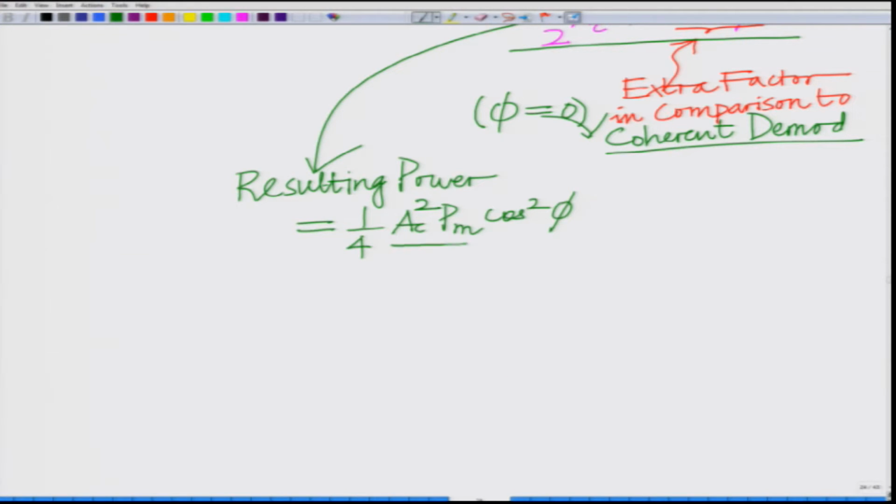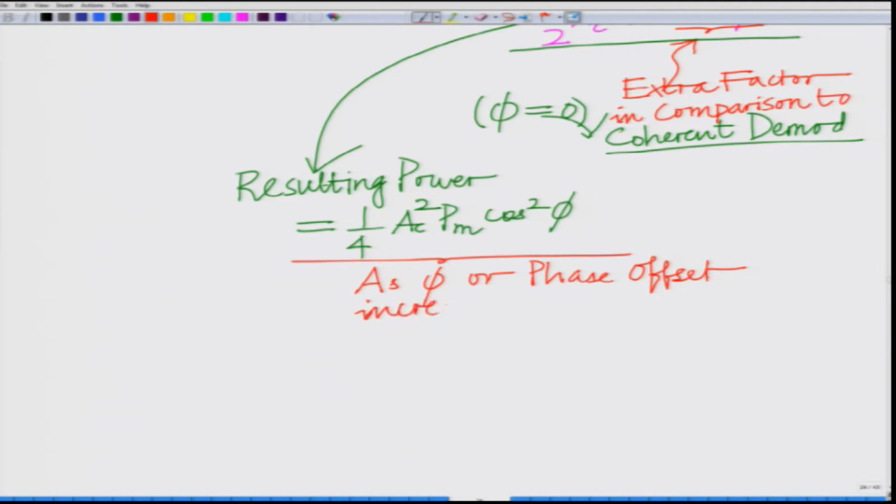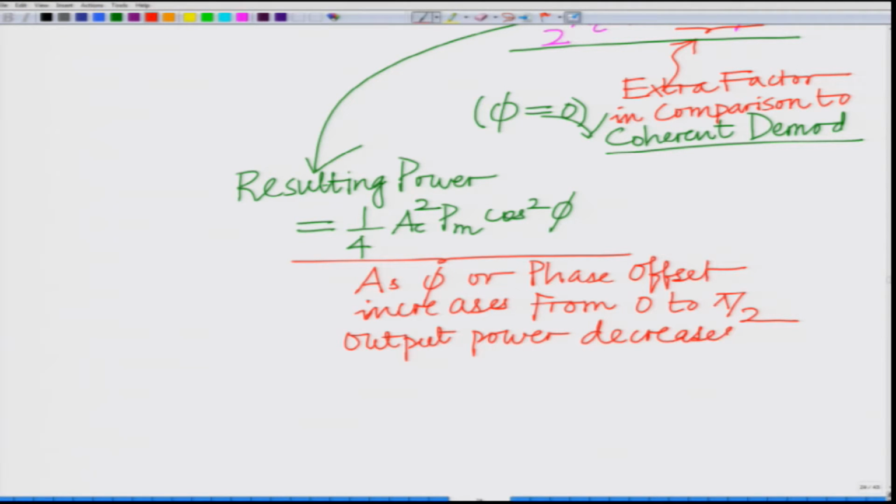As the phase offset phi increases from 0 to pi by 2, the output power decreases to 0. So, the performance becomes progressively worse. Alright, this is what we have seen.